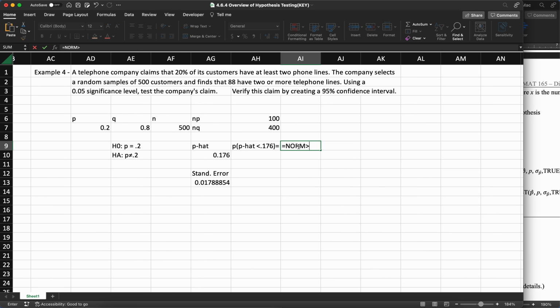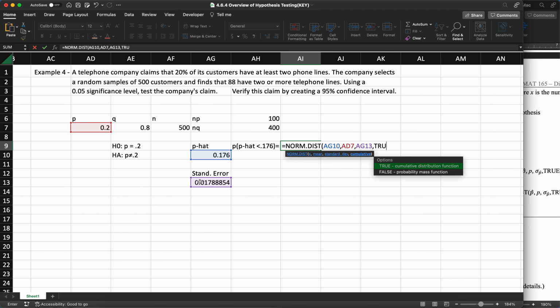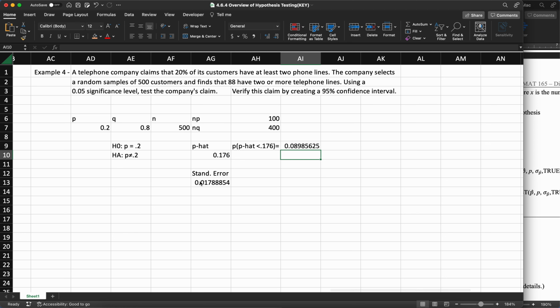Since it's less than, I can just use norm.dist. Again, here's my sample mean, or my sample proportion. Here's my population proportion. Here's my standard error. And then we write true, and we get 0.089. Since it's a two-tailed test, I'm going to take 2 times that proportion, and we get 0.18. So that is significantly bigger than the 0.05 that I was looking for, and therefore we will fail to reject the null hypothesis.